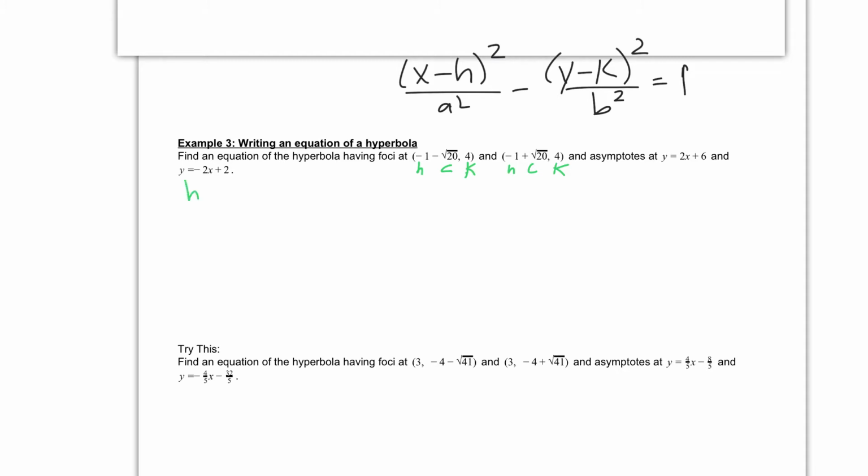We know h is equal to -1. We know k is equal to 4. And we know c is equal to the square root of 20. The next thing we can use is our asymptotes.